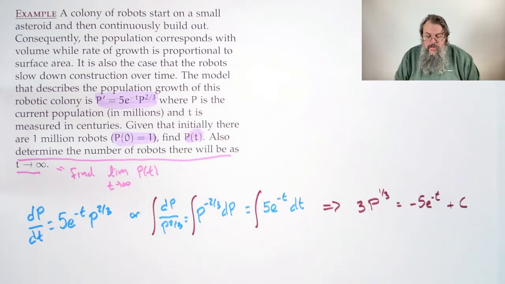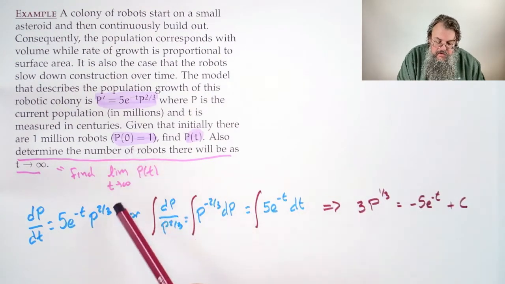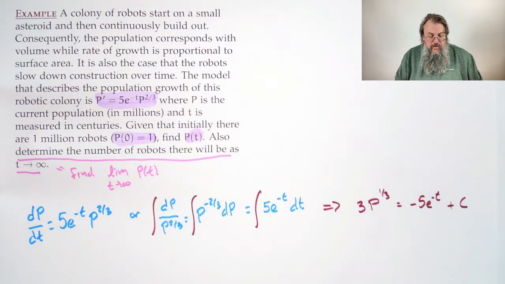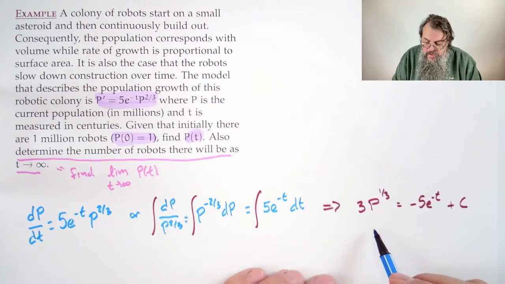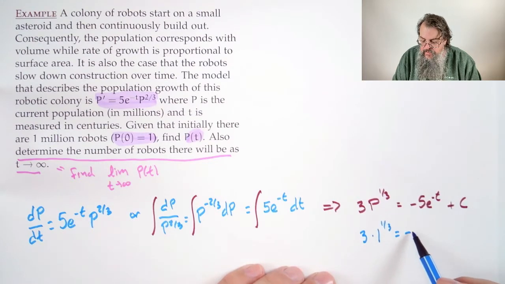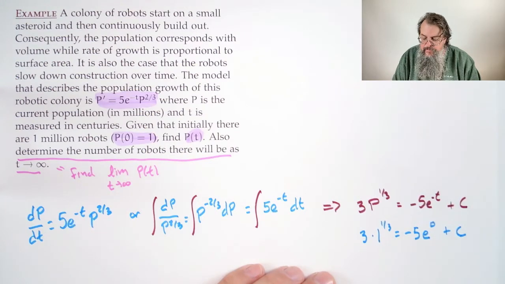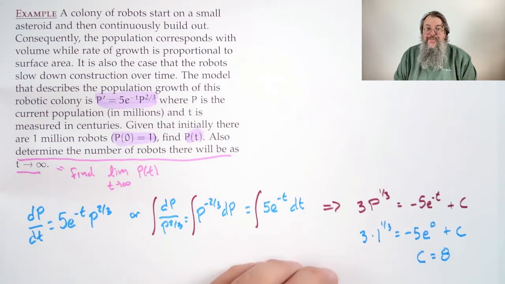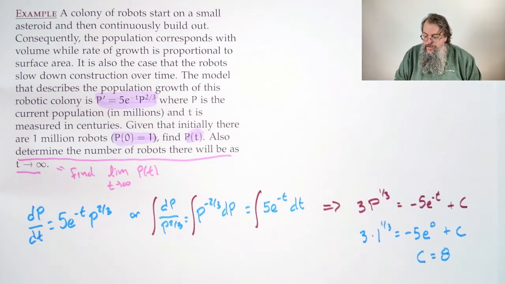All right. Well, let's see. Maybe we can solve for our constant because we have P of 0. So we plug in our P of 0. We have that P of 0 equals 1. So we have 3 times 1 to the 1/3 equals minus 5 e to the 0, and then plus c. Well, okay, that's 3 equals minus 5 plus c. So c equals 8, right? Because you add 5 across. Okay, so we're almost there.